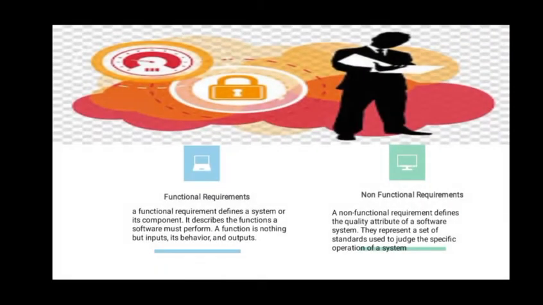So there are two types of system requirements, the functional requirements and non-functional requirements. What is the difference between them? Functional requirements define a system or its component, while non-functional requirements define the quality attributes of a software system. That's the difference between them.